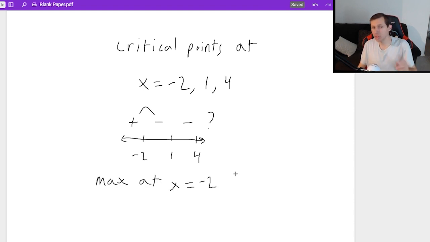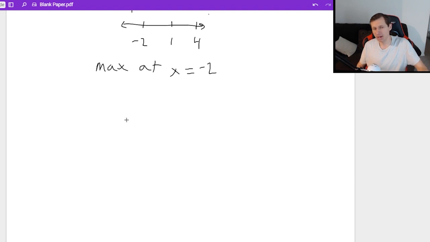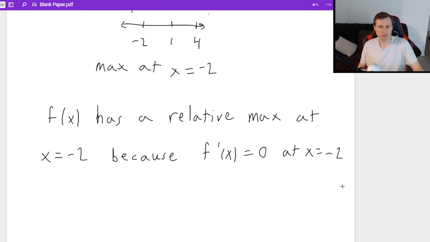But it said give a reason for your answer. So to give a reason for my answer, that's where I have to write a paragraph response, which is fine because I know how to do that. We would say f of x has a relative maximum, which I can abbreviate as max, at x equals negative 2 because f prime of x equals 0 at x equals negative 2.